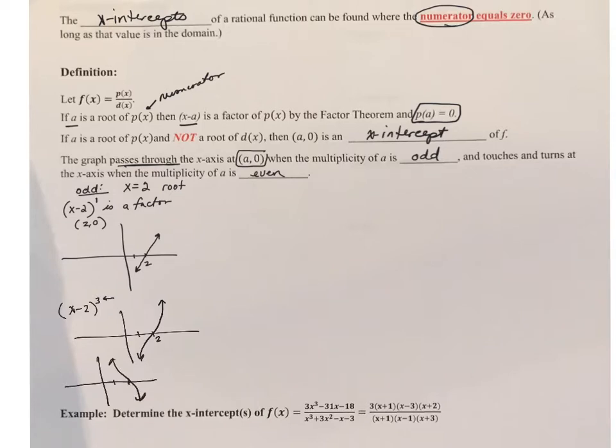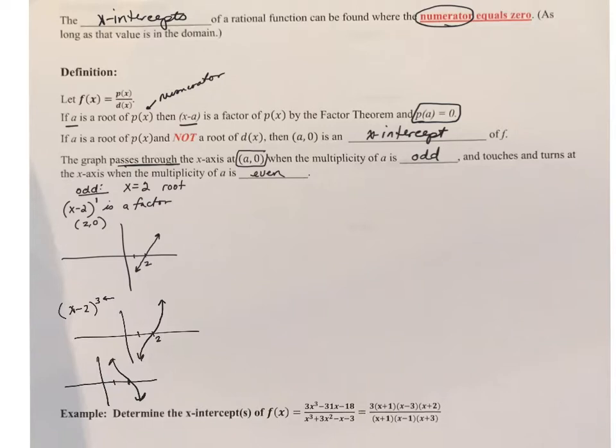But I get that bend, and the higher the multiplicity, the more it flattens out around the curve. So x minus 2 to the 5th would be even flatter around the root, okay? So those are odd multiplicities. Ends go in opposite directions.